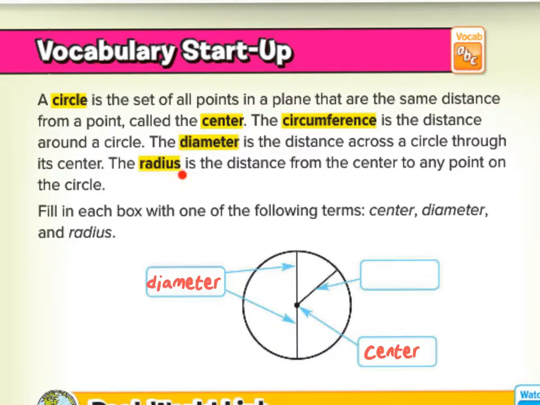And the radius is the distance from the center to any point on the circle. So the distance from the center out to the circle. It could be at any point, any of these places. That would not be the diameter. It's the distance from the middle out, or really half the distance across. So the radius is half of the diameter. The diameter goes all the way across like this, while the radius is only this part.